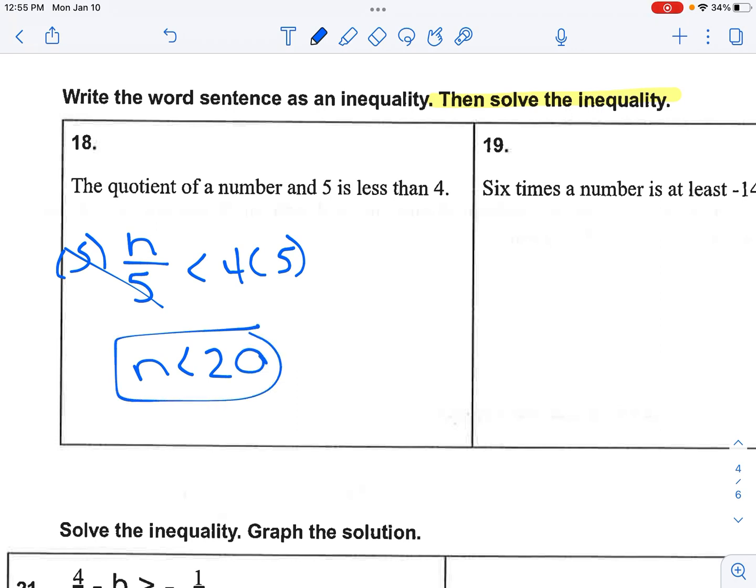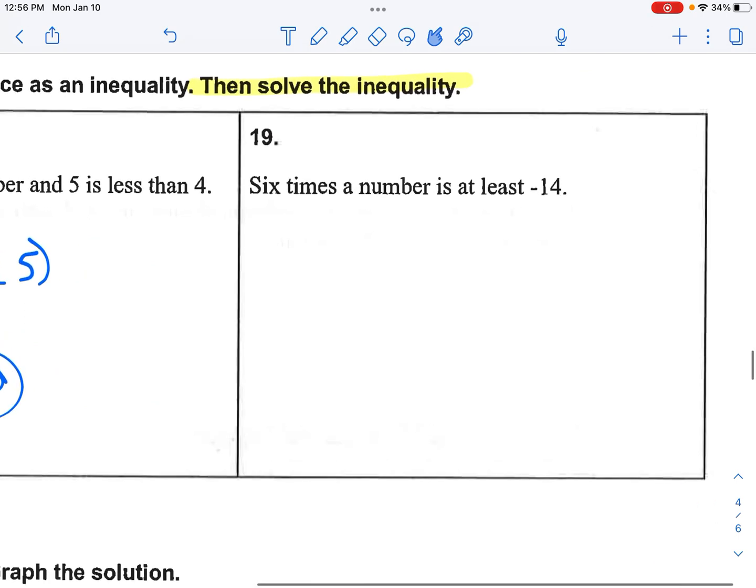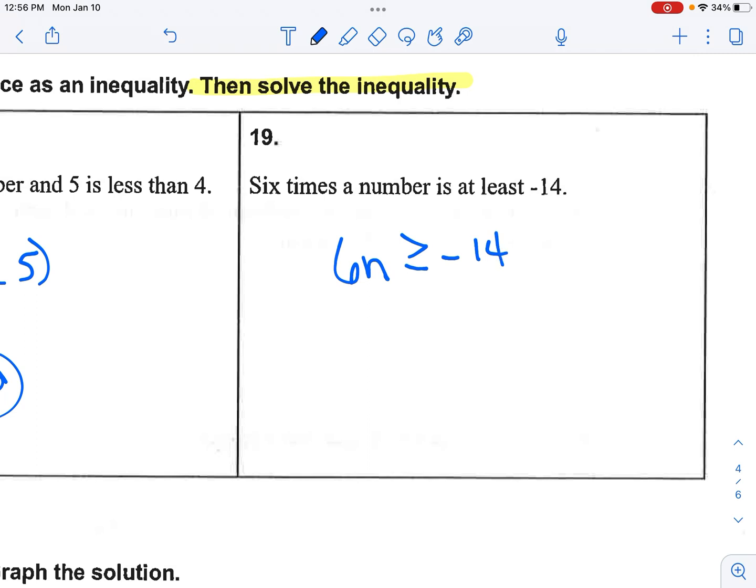It does not say graph, so you don't have to graph it after you solve it. 6 times a number is at least negative 14. Divide by 6, divide by 6.